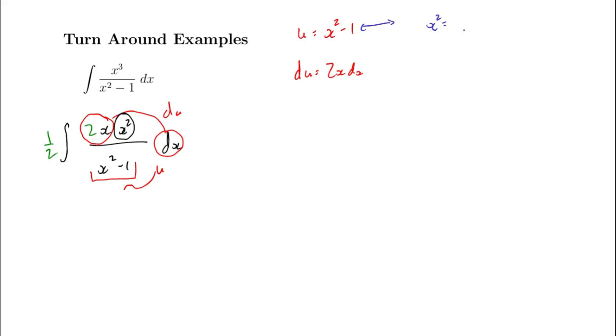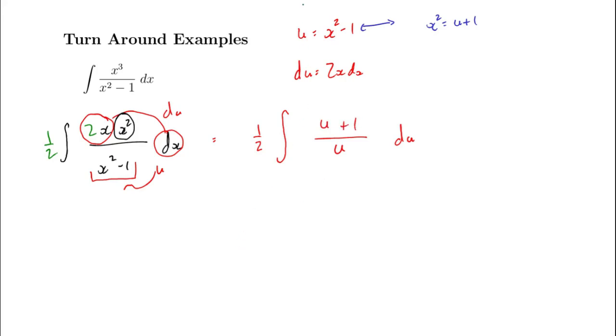X squared equals u plus 1, just like we did earlier, right? So this feels hopefully pretty familiar. When we do our substitution now, we've got half times our integral. The 2x dx is over here with my du. We have some division by u. But now notice our numerator is u plus 1.